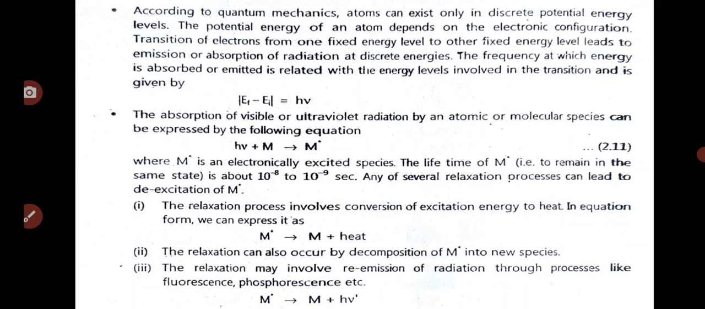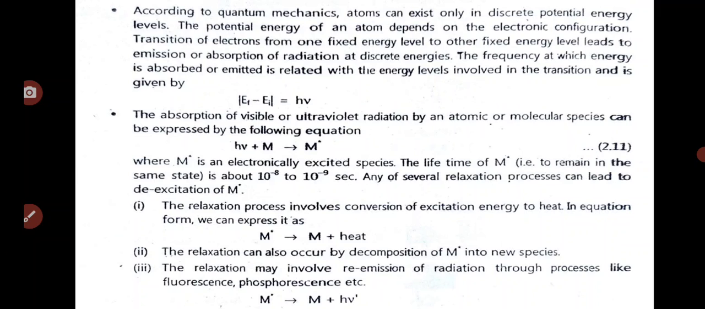So we have to know that the atom depends on this discrete potential energy, whether the potential energy or kinetic energy is high or low, which depends on your state, whether it is discrete or continuous. Discrete energy is considered according to quantum mechanics, and the continuous state is considered in classical mechanics. And this fixed energy level leads to the emission or absorption of radiation, which is discrete energy.